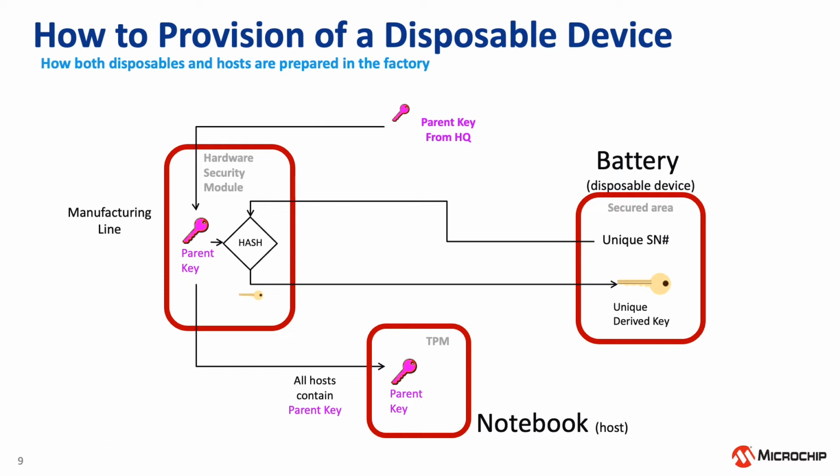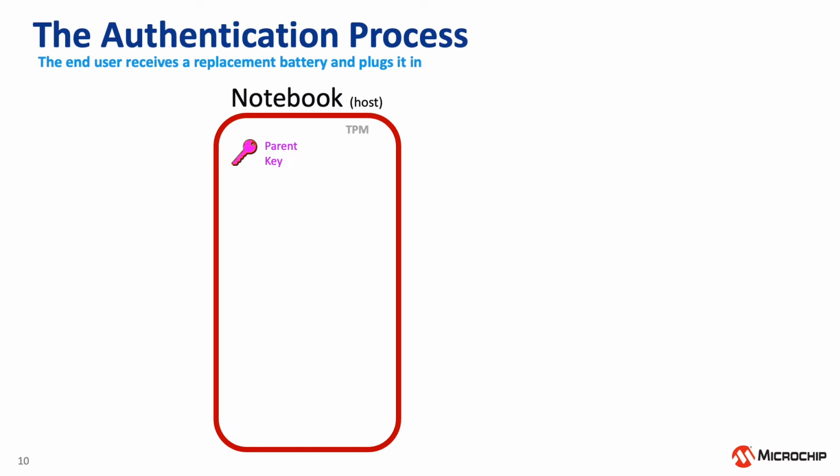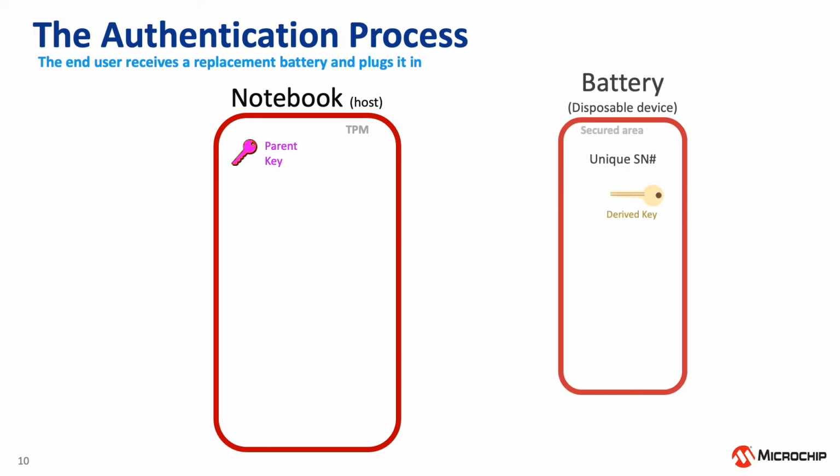So this is what happens in the factory. In the next slide, we'll go over what happens in somebody's living room when they buy a battery and they put it into the notebook. So now we're in somebody's living room or kitchen, and they have their notebook computer, and they just came back from some store with their battery, and they put the battery inside the notebook.